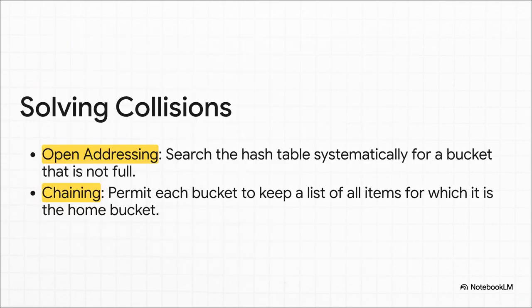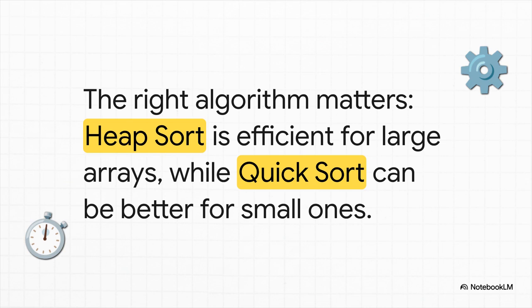So the key is to have a strategy. There are two main ways to handle it. With open addressing, if a spot is already taken, you just look for the next empty one nearby. Simple enough. With chaining, each storage location is more like a bucket that can hold a list of items. So if John and Jane hash to the same spot, they just get tossed into the same bucket together. Problem solved.